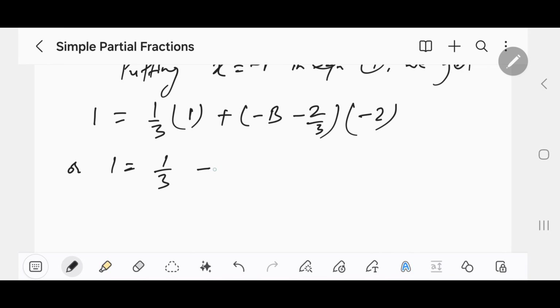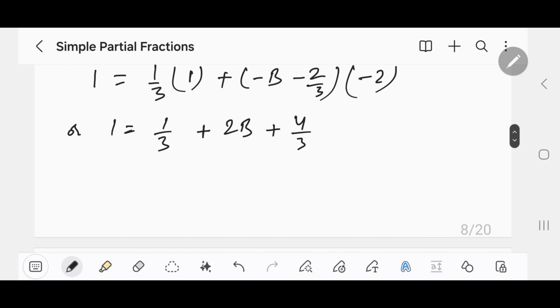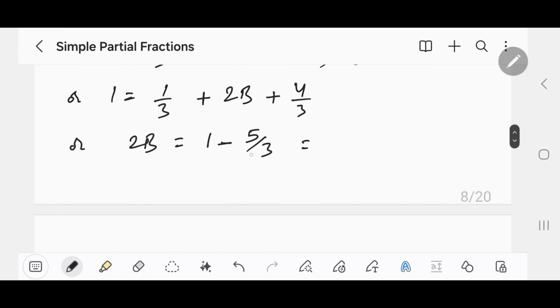Or 1 equals 1 by 3, and then minus, here also minus, here also minus. So plus 2b plus 4 by 3. 2b equals 1 minus 4 by 3 plus 1 by 3, that is 5 by 3, equals 3 minus 5 minus 2 by 3. Therefore, b equals minus 1 by 3.